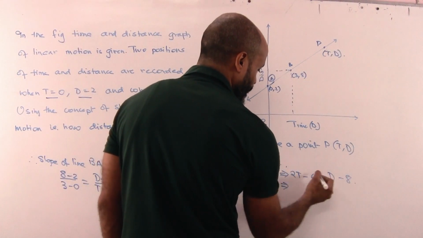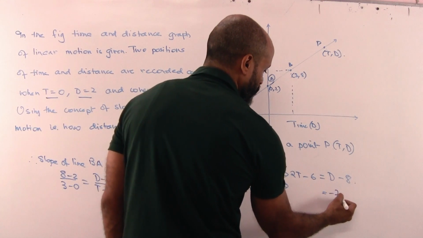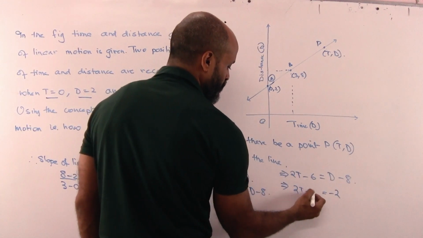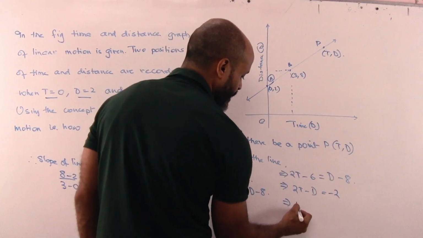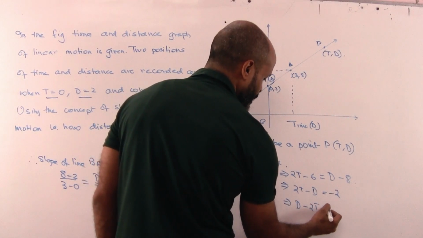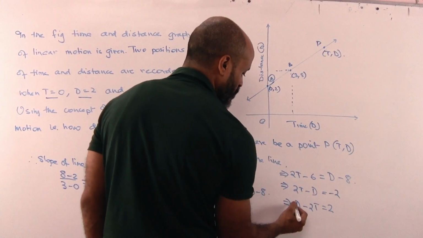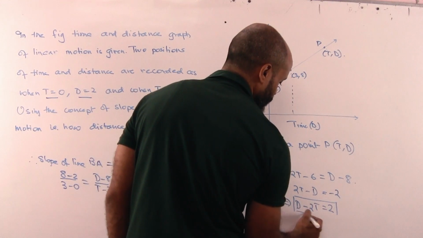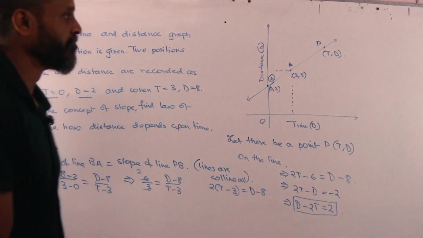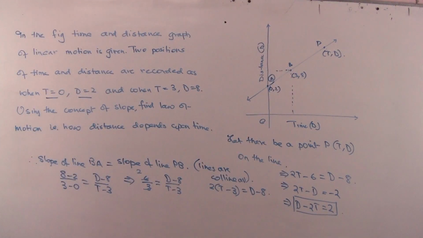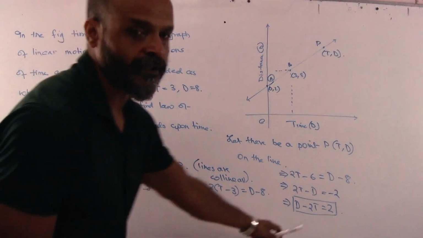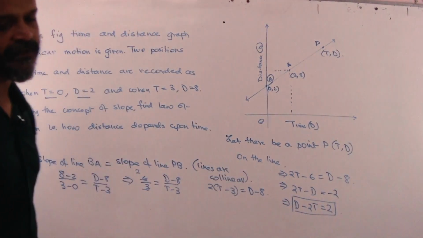That will be how much? Let's say minus 8 plus 6. That gives you minus 2. This will be 2T minus D, or we can say D minus 2T, D minus 2T is equal to 2. So this will be the relationship that we have between the two things. Okay. So D minus 2T will be equal to 2. This is the relationship that we need to derive.